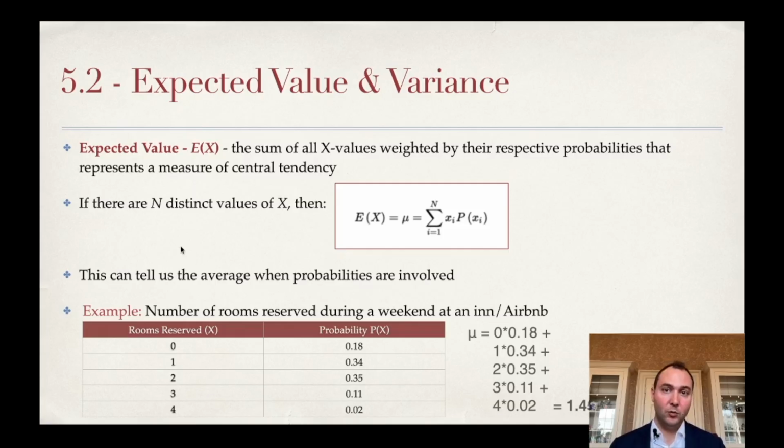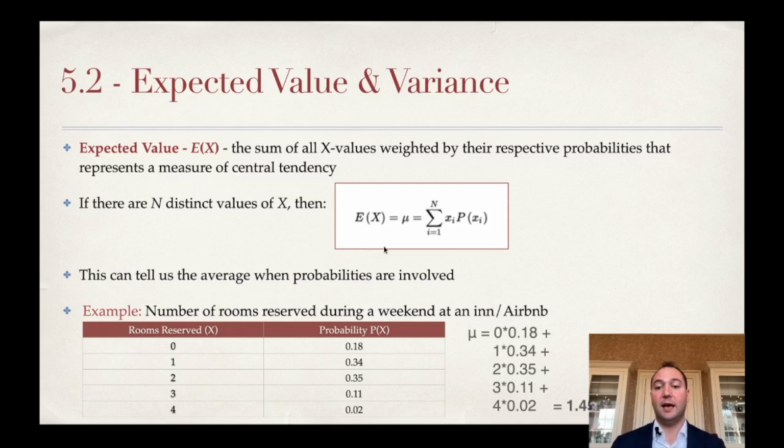In general, we might look at historical data. Let's say, for example, you own the Airbnb. You might look at your records and say, over the past 10 years, we can calculate the probability of how many people are reserving the room during a given weekend, right? You can look at some sort of past data and make an estimate of what these probabilities are. This is how it's usually done in practice.